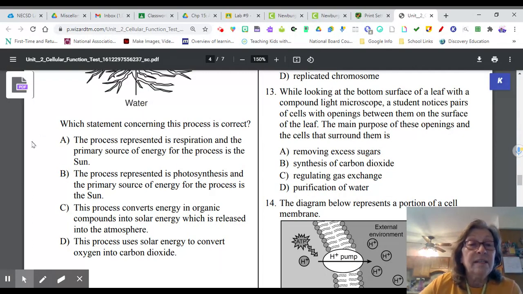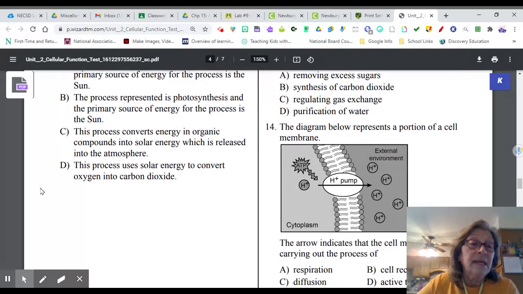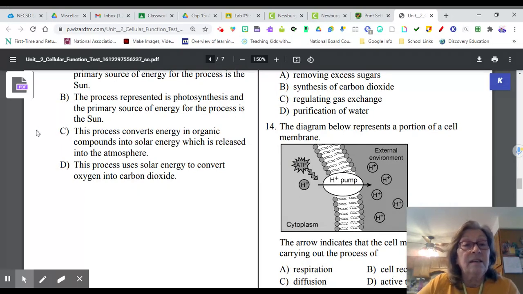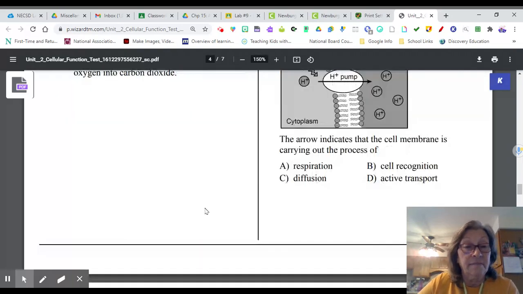A, the process represented is respiration, and the primary source of energy for the process is the sun. B, the process represented is photosynthesis, and the primary source of energy for the process is the sun. C, this process converts energy in organic compounds into solar energy, which is released into the atmosphere. D, this process uses solar energy to convert oxygen into carbon dioxide.